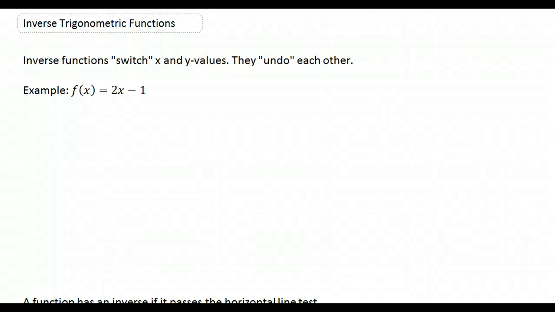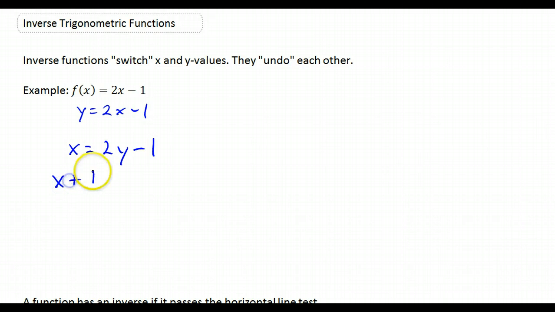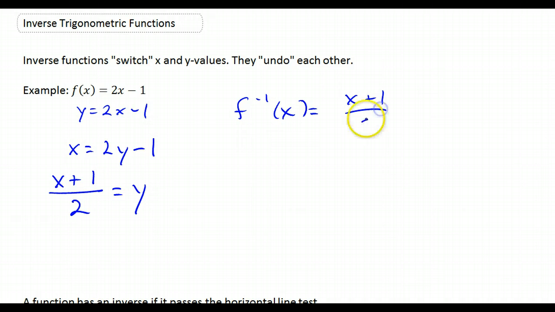Okay, inverse trigonometric functions. Inverse functions in general switch x and y values. In other words, they undo each other. And to see that, let's take an example from algebra. Here's our original function f of x equals 2x minus 1. So if I write that as y equals 2x minus 1, and I switch x and y and solve for y, I will end up with the inverse of f. And so we can say that f inverse of x is x plus 1 over 2.